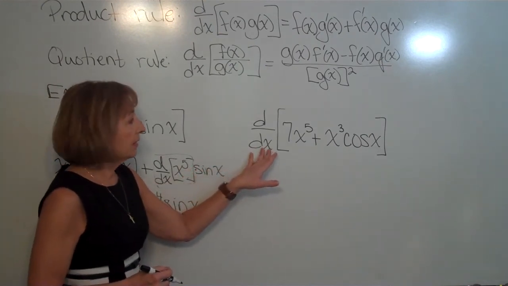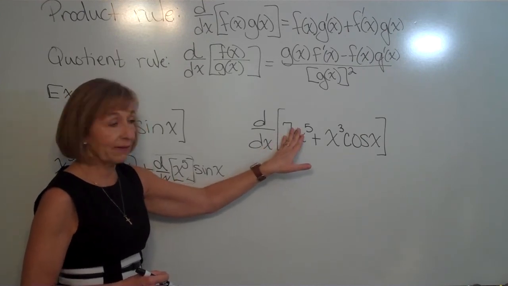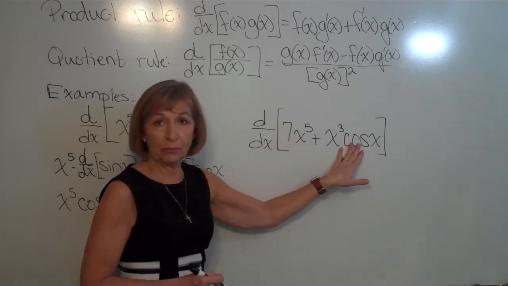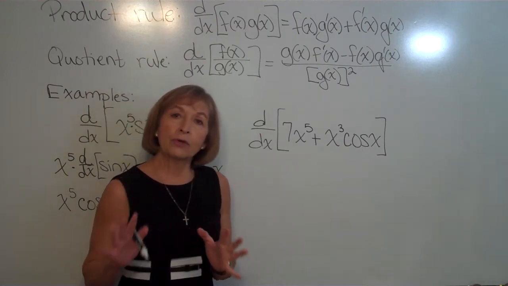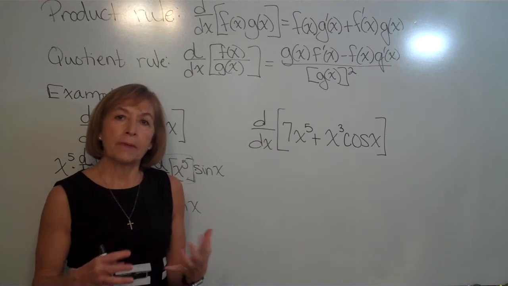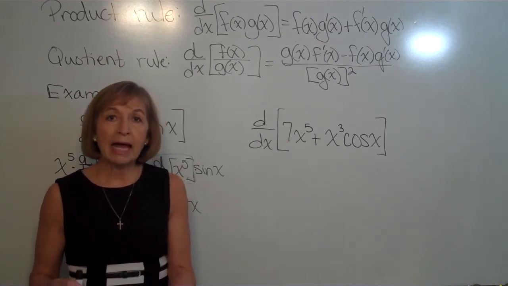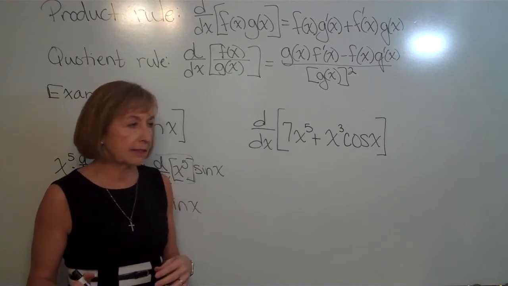Let's look at the next one. So here's the derivative with respect to x of 7x to the fifth plus x cubed cosine x. So you want to try to think about overall what's happening with your expression that you're differentiating, and then what you have to apply at which stage of the process that you're going through.